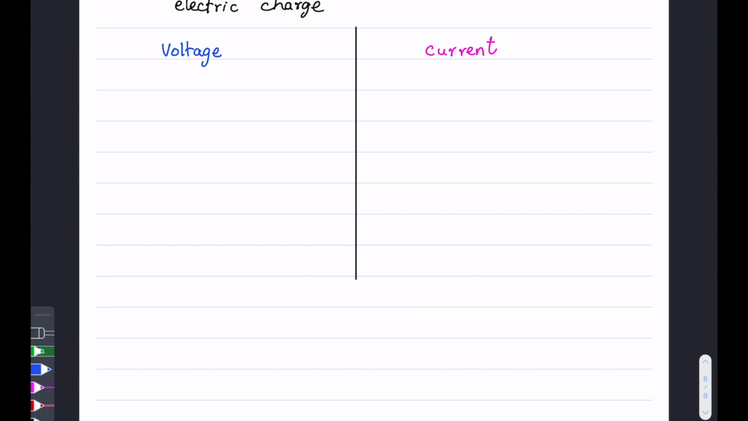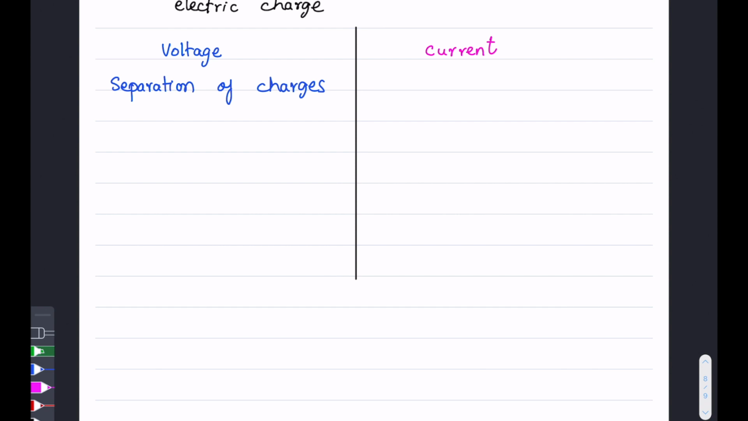Now, voltage is a measure of separation of charges. You see, in general, positive and negative charges like to stick to each other, they attract each other. But when you want to separate them, you need to do some work. That creates a potential difference. Voltage is a measure of how much work we have to do in order to separate charges.